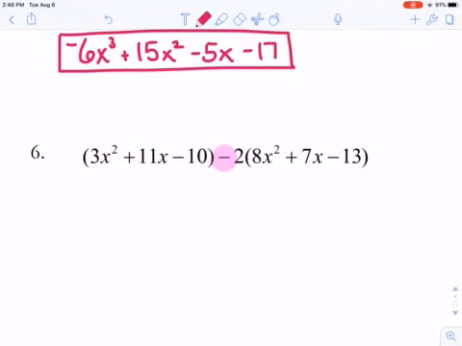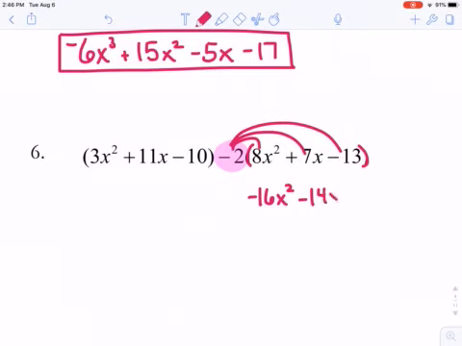Number 6 kind of puts both of them together. Here, what we're doing is we have this negative 2 in front of this polynomial. So we're first going to distribute the negative 2. And so we'll get negative 16x squared, negative 14x, and then positive 26.